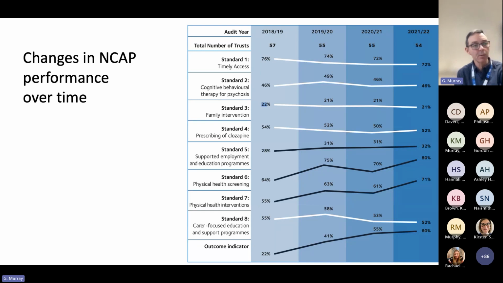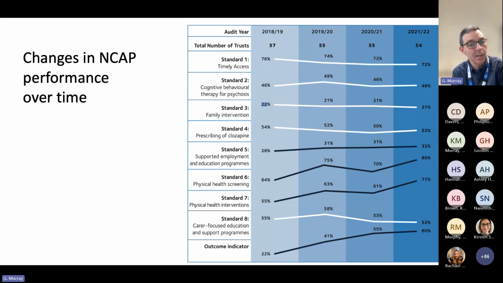There's really been very good progress on the physical health screening, and I think that is an area where we're well ahead of other areas of psychiatric care in EIP, getting that right from the start, and then deploying physical health interventions. Getting the interventions is harder than doing the screening, but there's certainly been progress there as well.